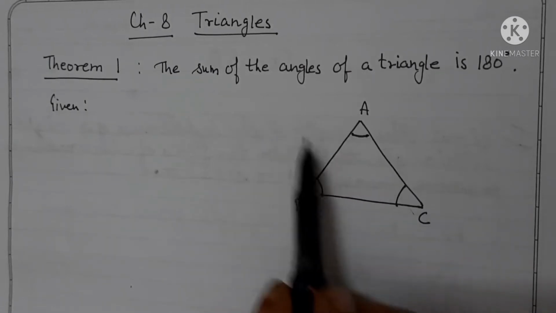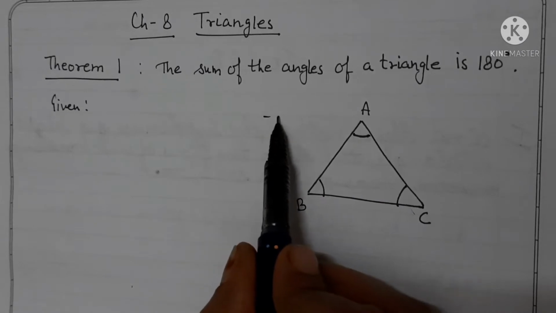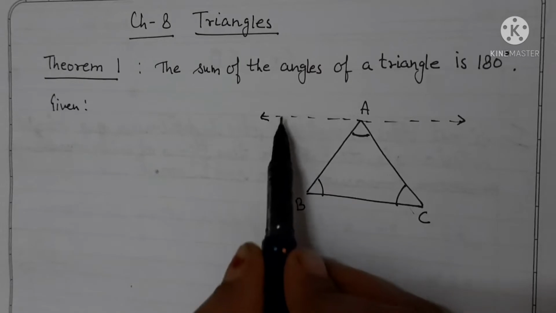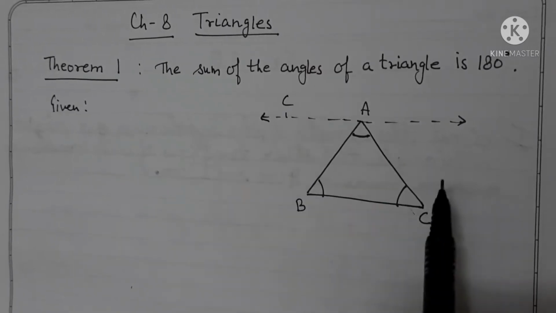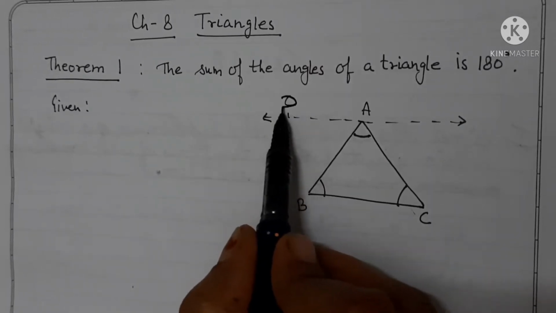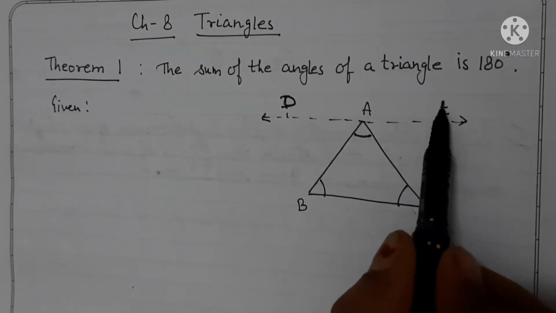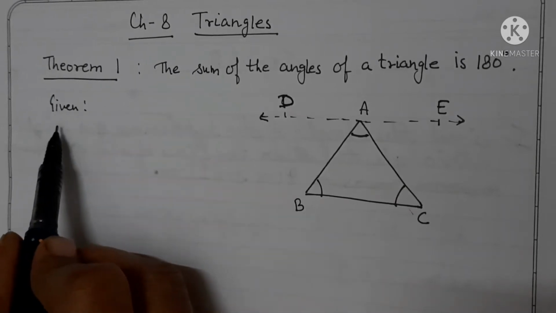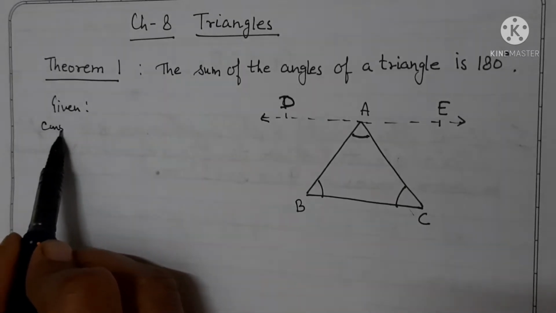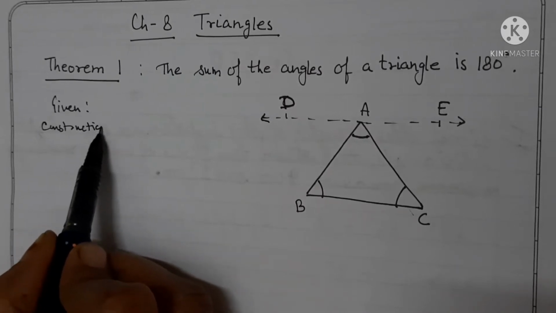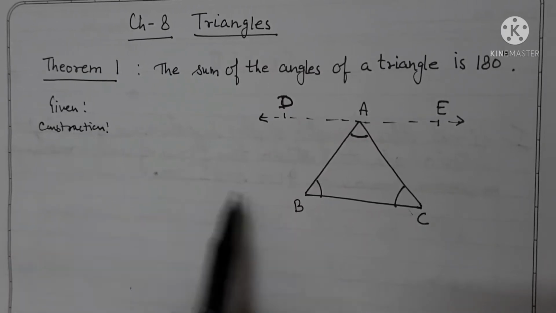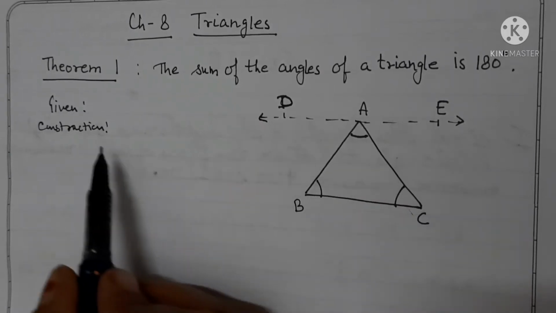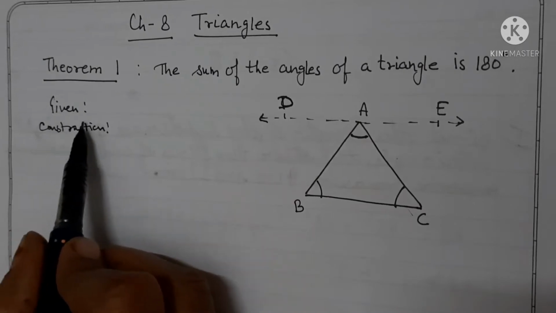We have to construct a line parallel to BC, like this. Give the name. Suppose this is B, this is C, so it becomes D, and this is E. Given, you can write construction: construct a line parallel to BC, which is DAE. You can write it yourself and prove.